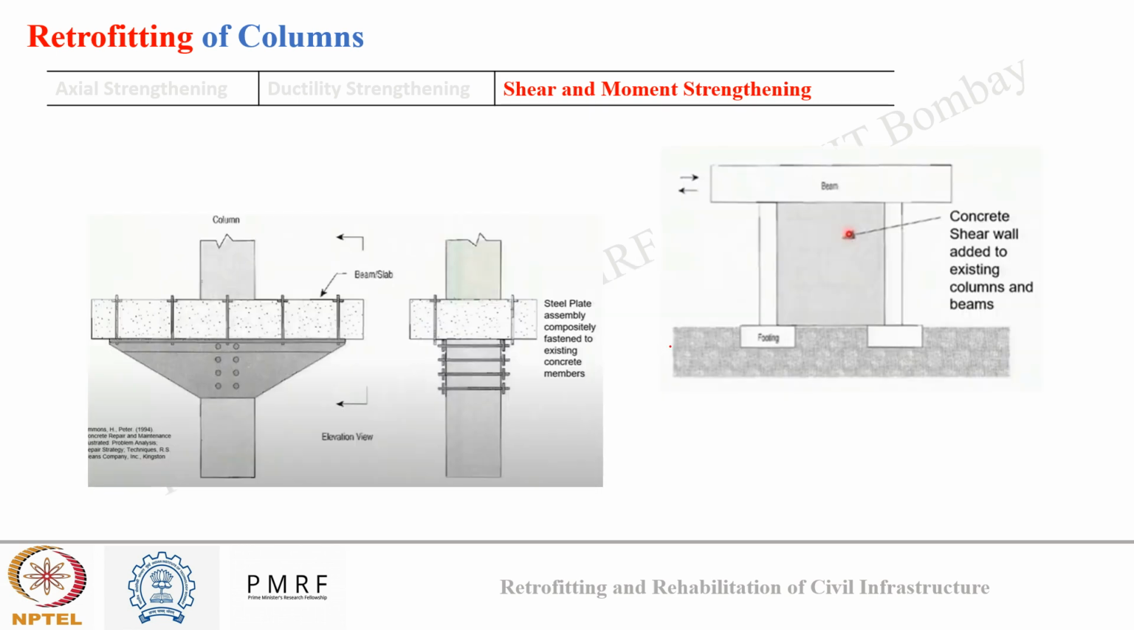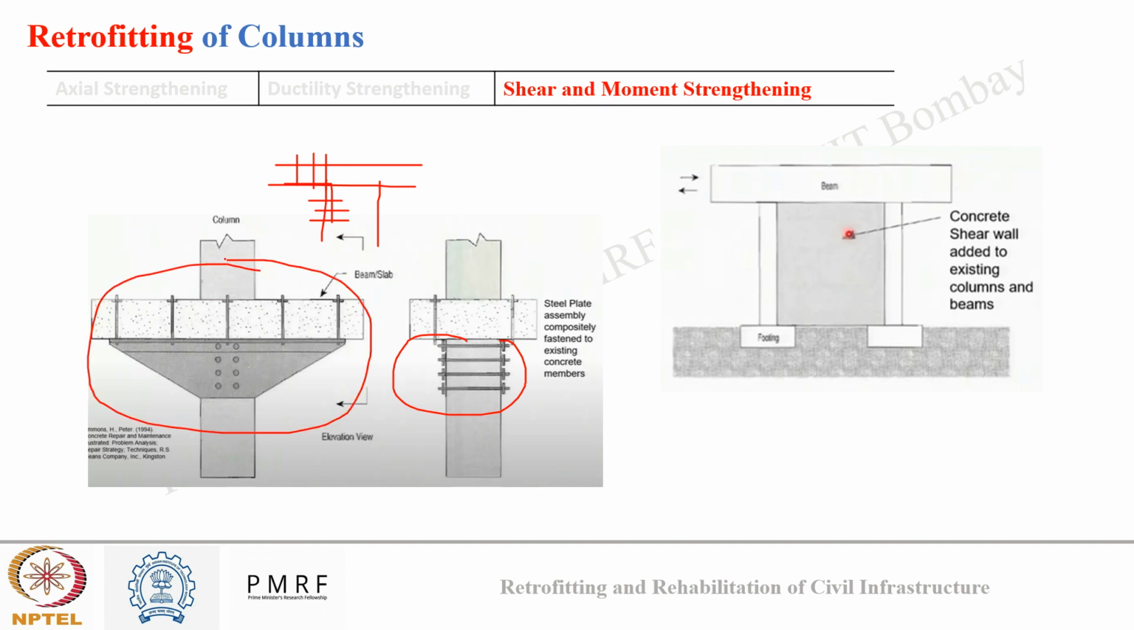While moment strengthening is required generally at the beam-column junction, this can be accomplished either by using steel plates over the column near the joint, as you can see here, or by using steel plates which connect both beams and columns. These are like triangular plates, so this will connect the beam and it will connect the columns also, like a kind of steel jacketing near the supports.